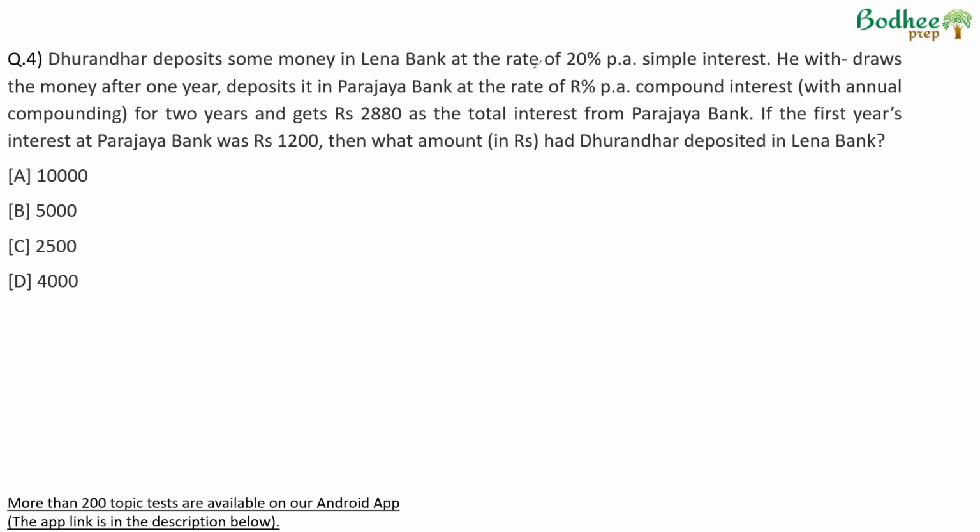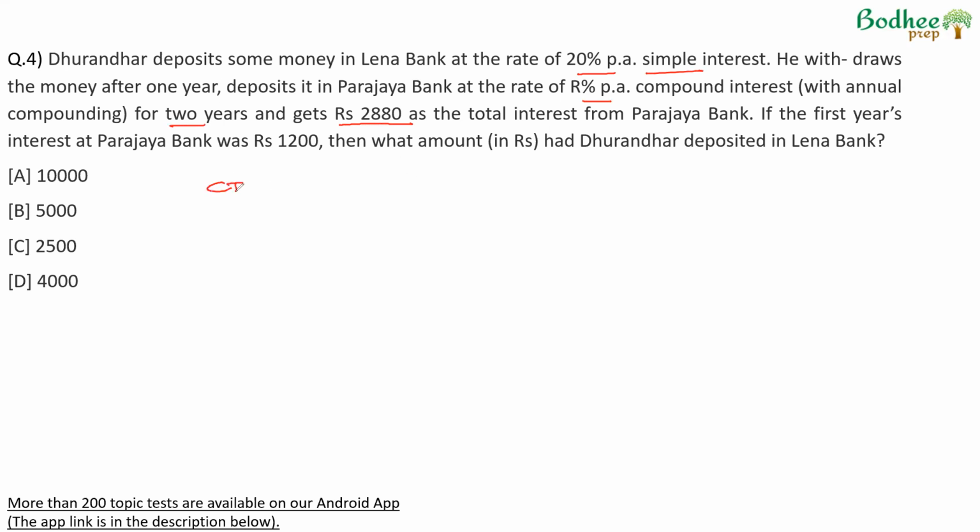Dhurandhar deposits some money in Lena Bank at the rate of 20% simple interest. He withdraws the money after 1 year, deposits it in Parajaya Bank at the rate of R% per annum compound interest with annual compounding for 2 years, and gets rupees 2880 as the total interest from Parajaya Bank. If the first year interest is 1200, what was the amount he deposited in Lena Bank?